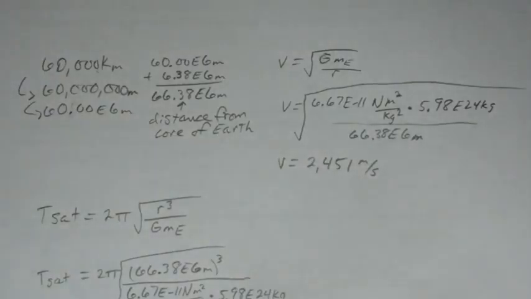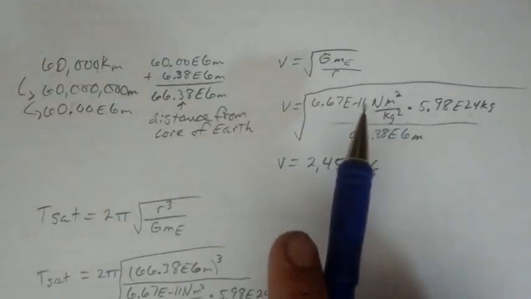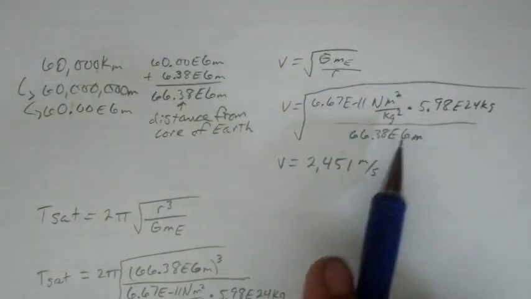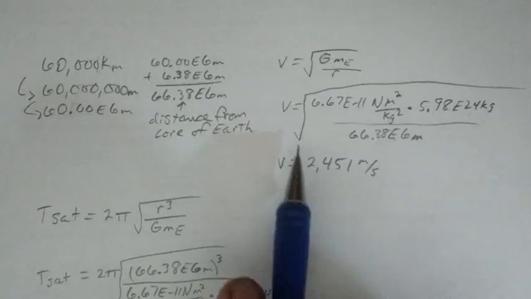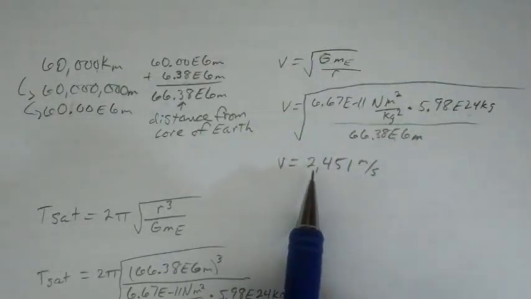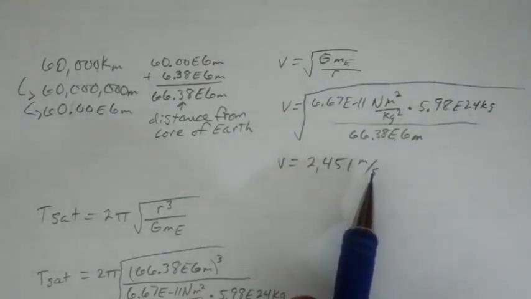Please follow this one and not the one on the sheet, as the decimal got off. This times this divided by this, and square root of that answer should give you 2,451 meters per second.